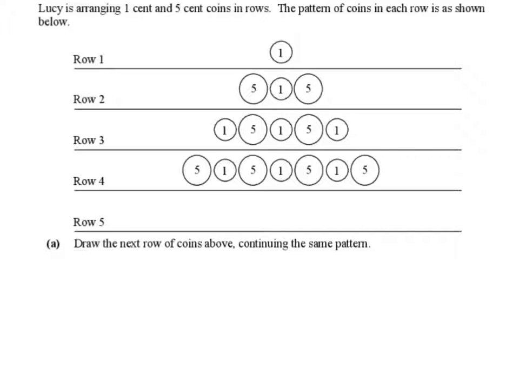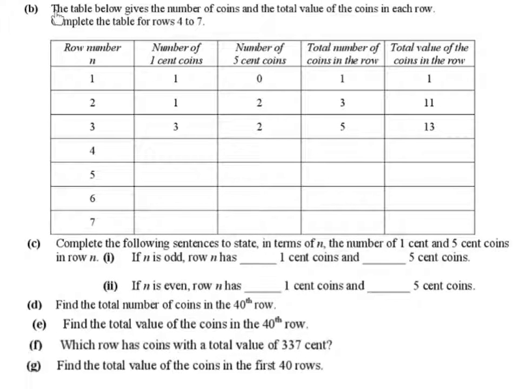Row 3 has three 1 cent coins and two 5 cent coins. Row 4 has three 1 cent coins and four 5 cent coins. Part A, draw the next row of coins above, continuing the same pattern. Part B, the table below gives the number of coins and the total value of the coins in each row. Complete the table for rows 4 to 7.